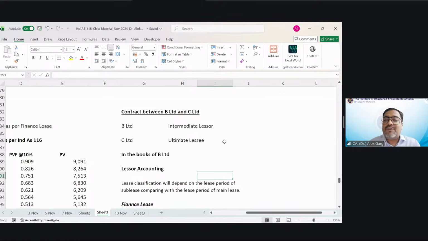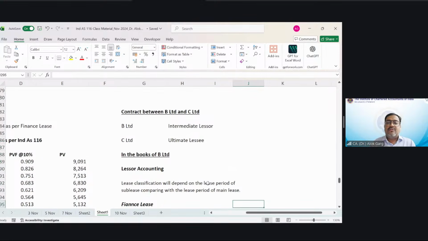Right. So what is the lease period of the sublease? 7 years. What is the lease period of the main lease? 7 years. Not the life of the car. So the sublease period has to be compared with the primary lease period. 7 versus 7, 100%, finance lease accounting. Sir, what happens if B Limited had subleased only for 4 years? Then it will be operating lease accounting, B as a lessor.